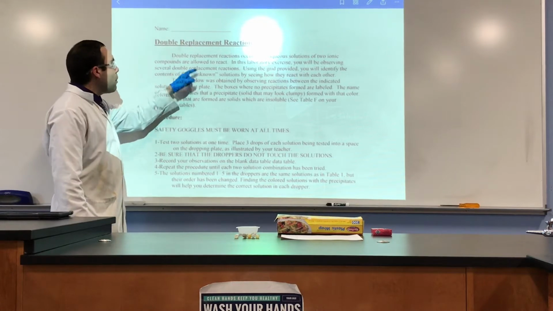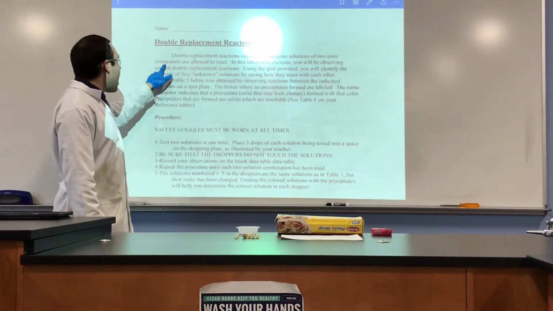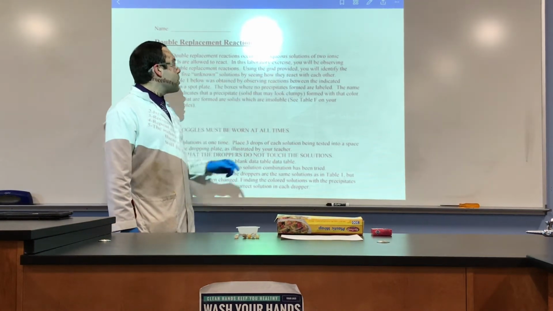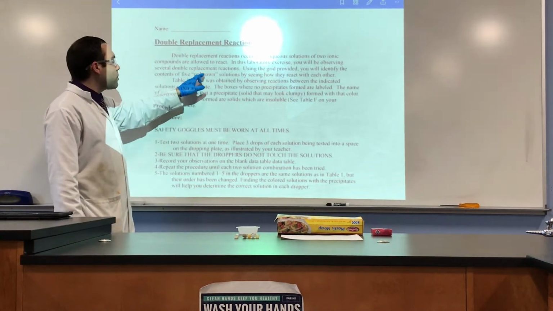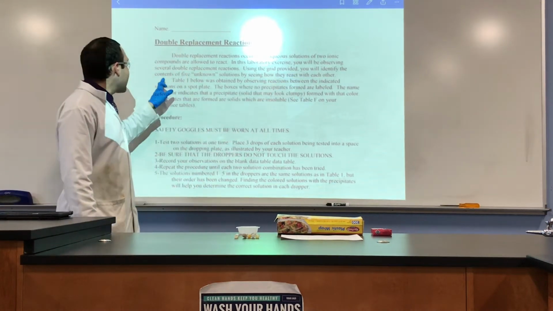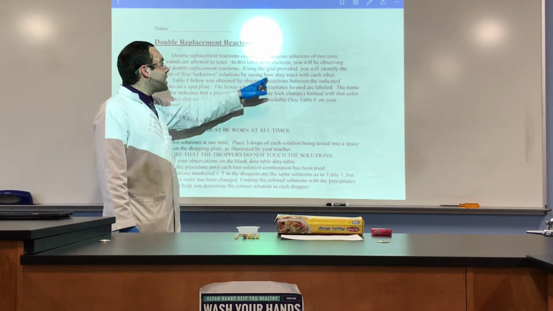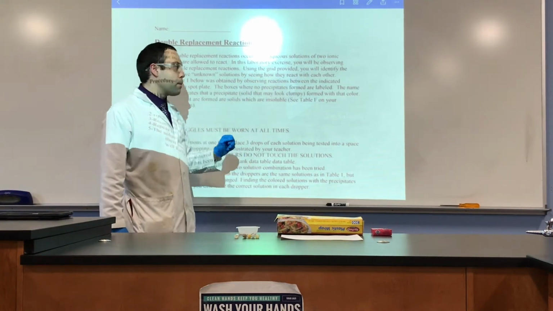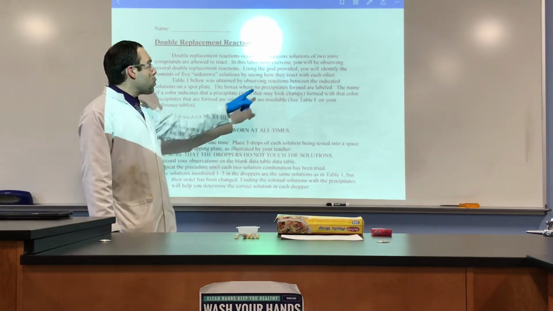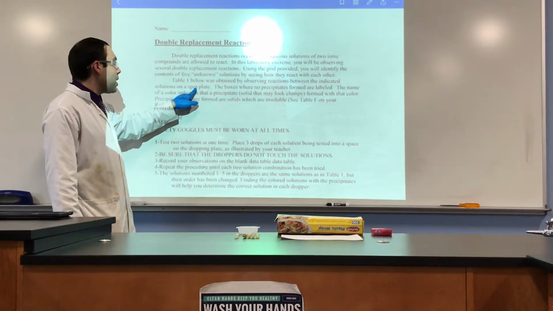Introduction. Double replacement reactions occur when aqueous solutions of two ionic compounds are allowed to react. In this laboratory exercise, you will be observing several double replacement reactions. Using the grid provided, you will identify the contents of the 5 unknown solutions by seeing how they react with each other. Table 1 below was obtained by observing reactions between the indicated solutions on a spot plate.